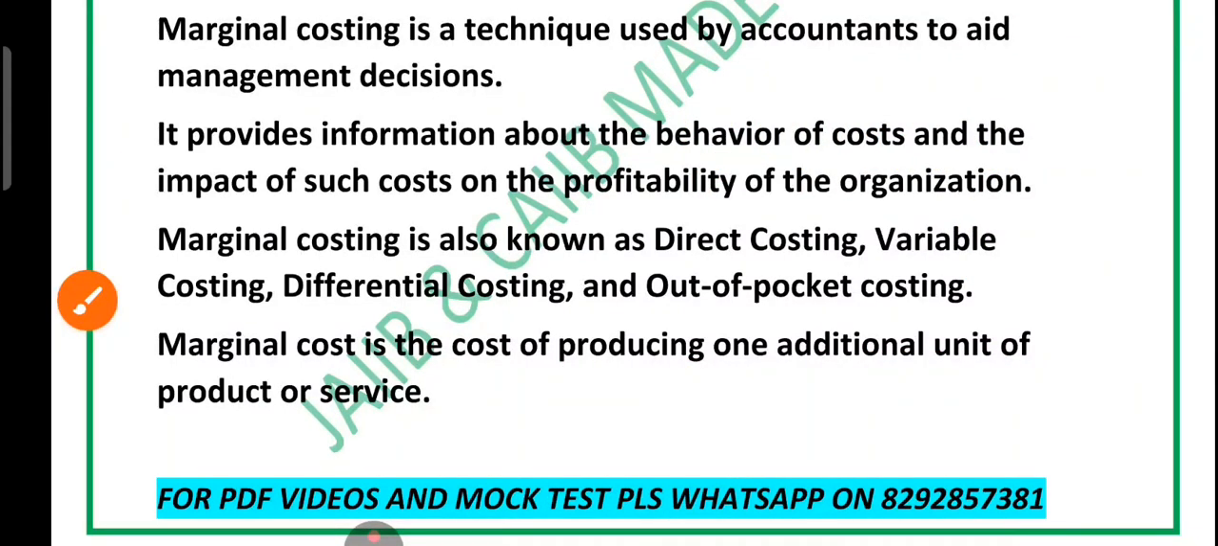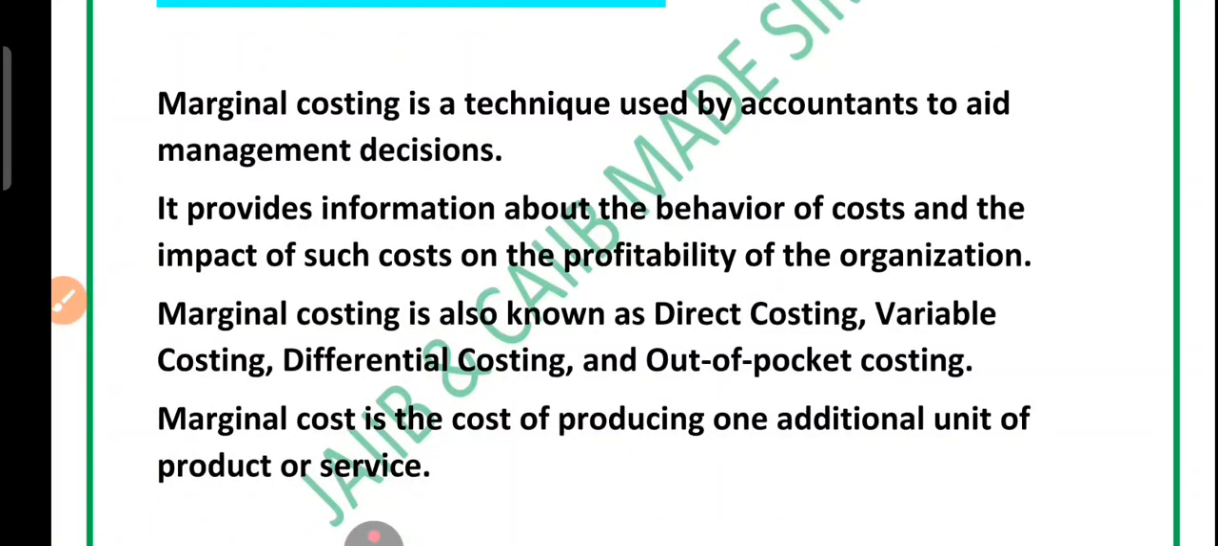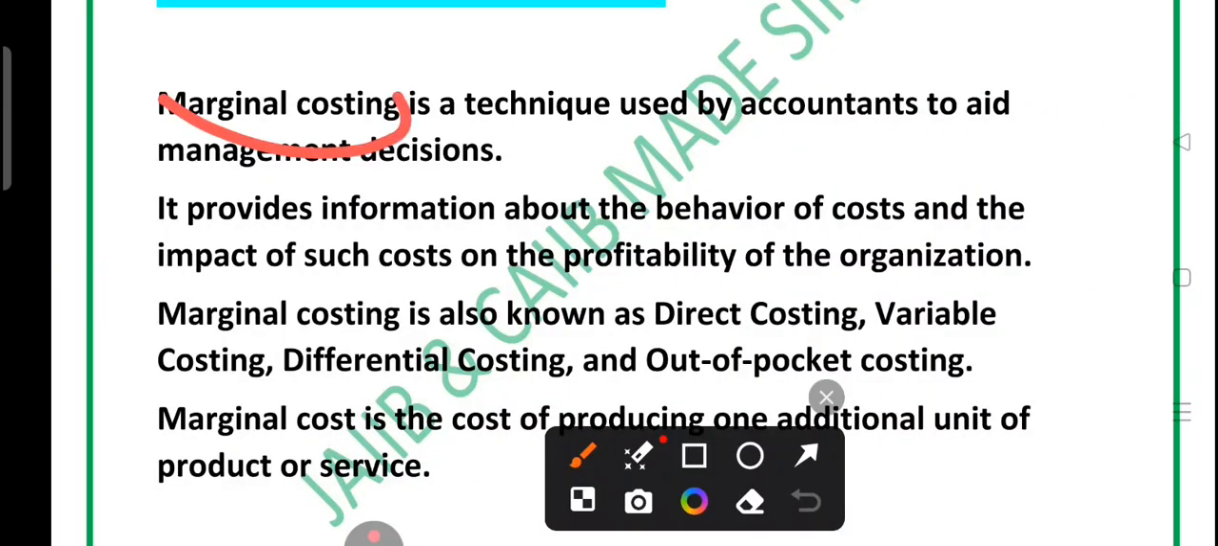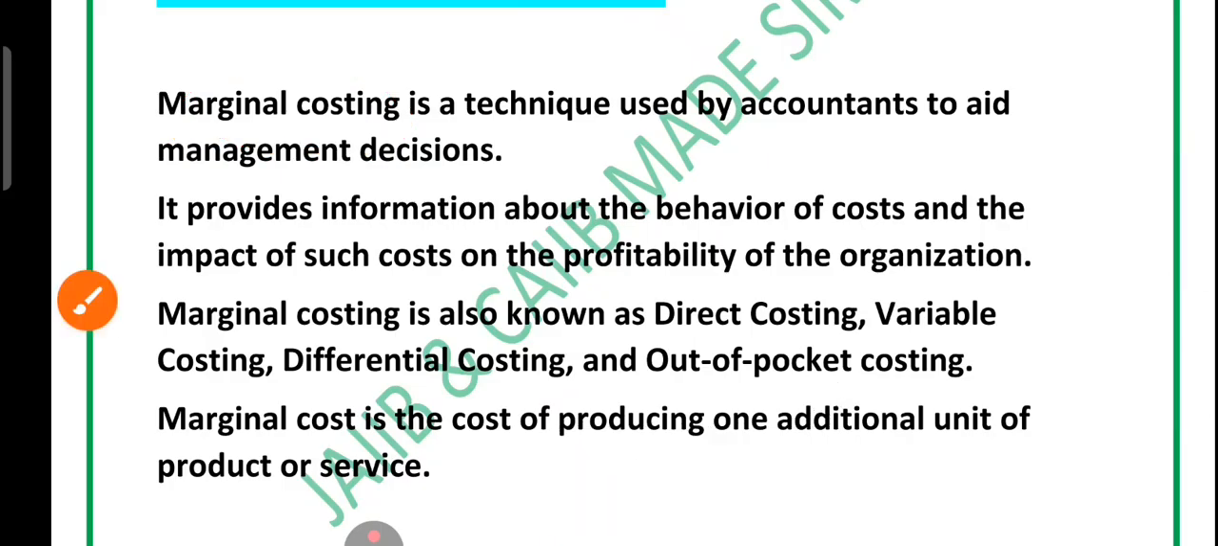So variable cost means what? Which changes with production. Fixed cost means what? Which stays the same. So here are some definitions. Whenever you see the word marginal cost, it means the extra cost to produce one more unit. Variable cost means ingredients, wages per unit, packaging. These change with the product. So marginal cost means the cost to make one extra unit. Variable cost changes with the product. Fixed cost changes with the period.